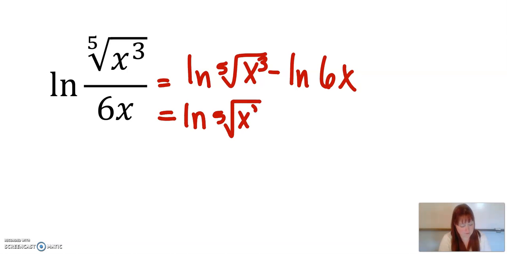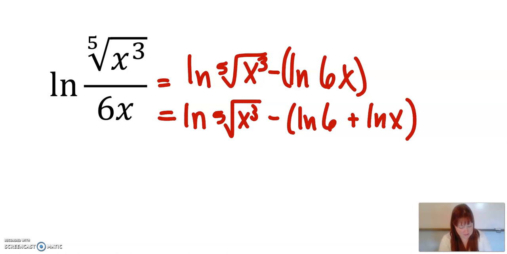Ln of the fifth root of x cubed. Now be careful, because we were subtracting the entire ln of 6x, which means whatever that changes into, we need to subtract that entire thing as well. So we're going to have ln of 6 plus ln of x. That's what it splits into. So we're subtracting ln of 6 and we're also subtracting ln of x.